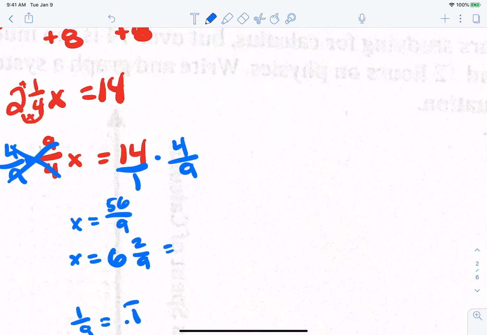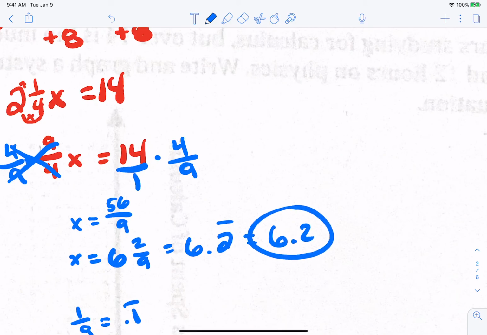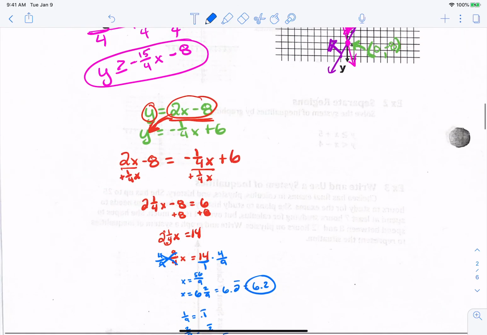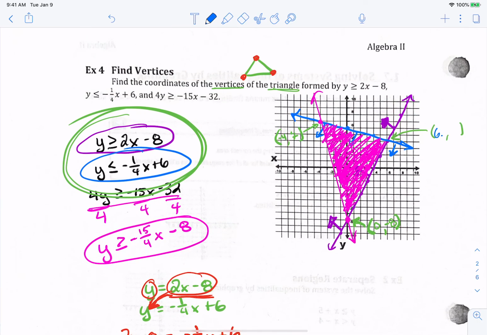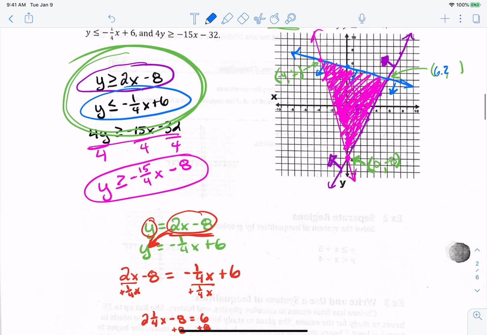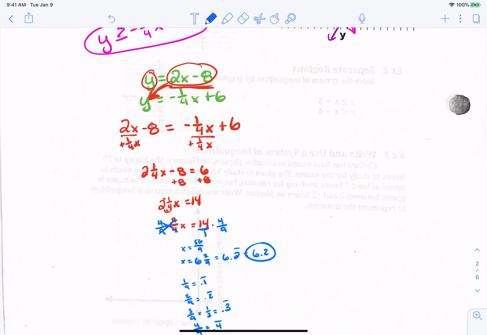So x is 6.2 repeating, or we'll just say 6.2 if we round. Or we could do the fun one where you just write it until you run out of room. Would you have guessed that the coordinates of this guy is 6.2 comma something? Probably not. Now we're not done yet.